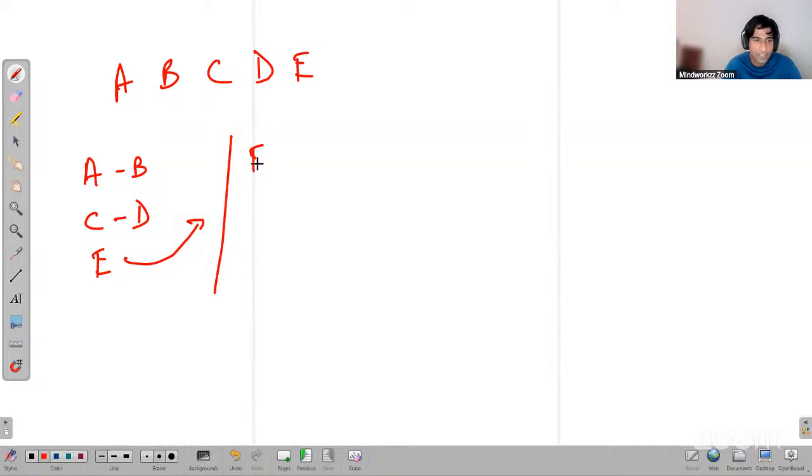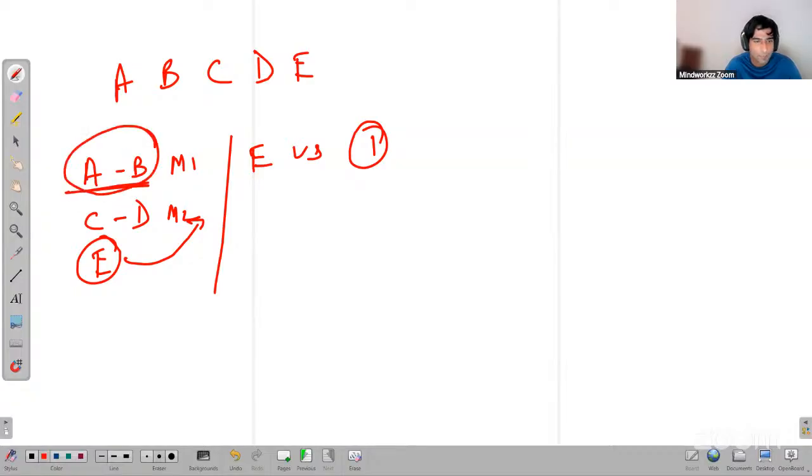And let's say it is decided that the person who got a bye in the first round is going to play the person who wins match one. So let's say I term this match one and match two. Whoever is winning between A and B, I am going to make E play against that person. Again assuming A is winning, E versus A is going to happen. And then amongst C and D, let's say D wins.